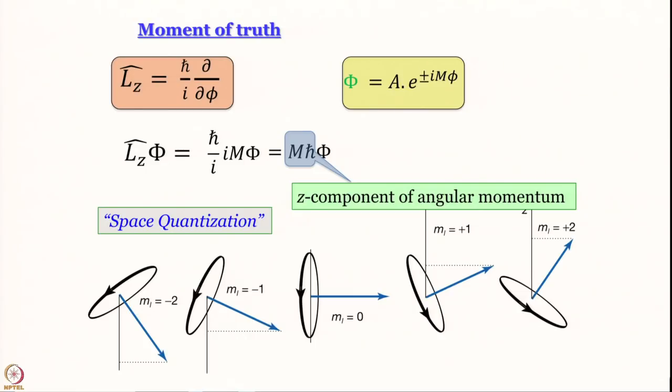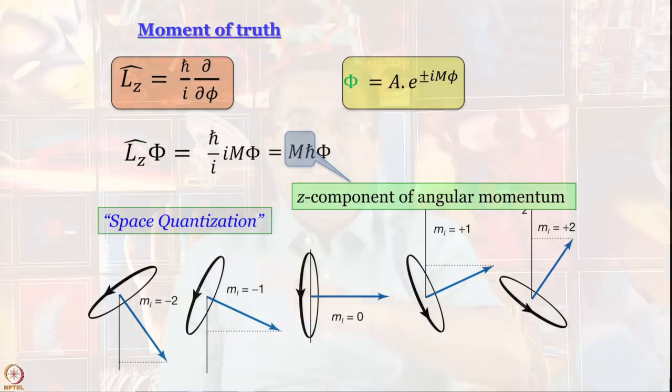So, what we see here is that by using quantum mechanics, for a rigid rotor, the angular momentum can only point in certain specific directions, and that means that the plane of rotation can only take up certain specific directions, space quantization. So, this is what we have.